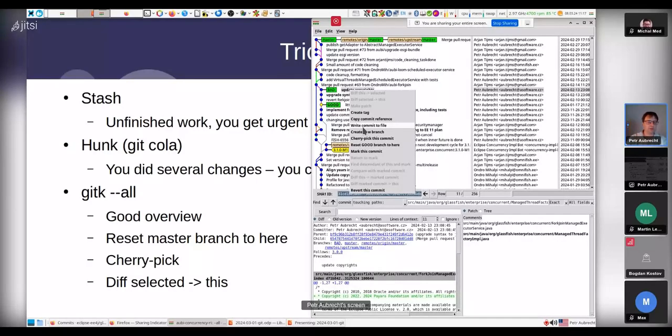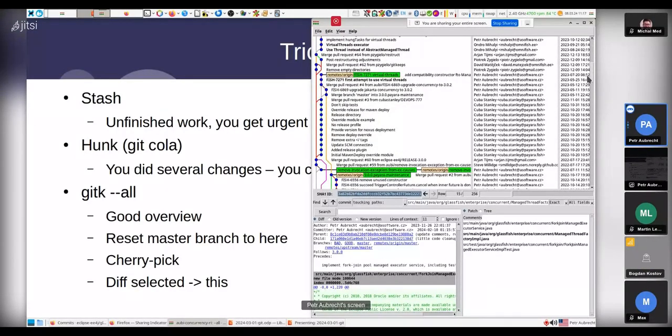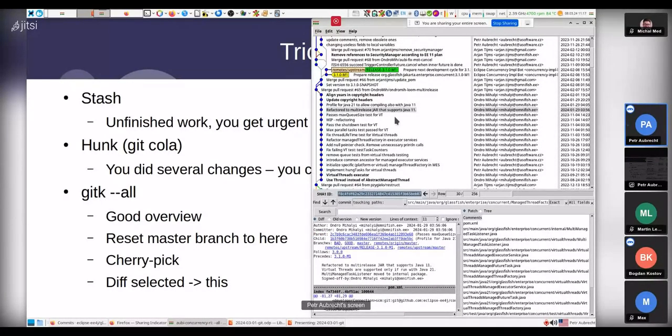Sometimes I also write commits to a file when I am trying to move some commits between repositories, although this is a bit tricky part. Sometimes I have multiple remotes and I cherry-pick between them. The trees are big, so it's not always very easy to see. The good thing is that if you have the commit ID, you can put it here, go to, and you are on the commit.